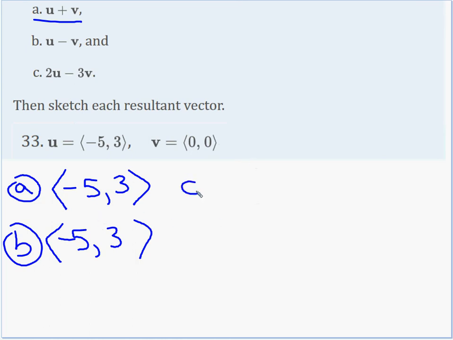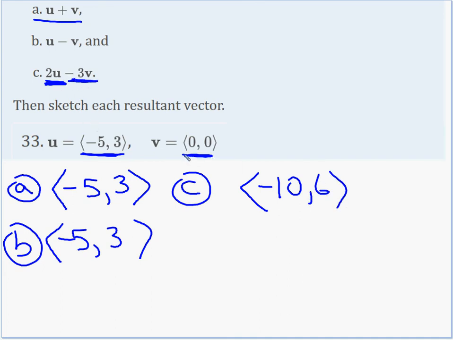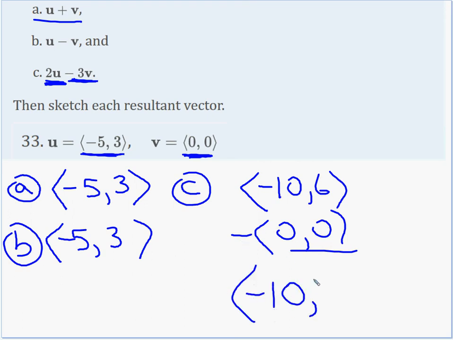Part C. 2 times u, so we're going to double the numbers in here. Negative 10 comma 6. And then we're going to subtract 3 times these numbers. Well, 3 times 0, 0 is 0, 0. So we subtract here. Negative 10 minus nothing is negative 10. 6 minus 0 is 6.